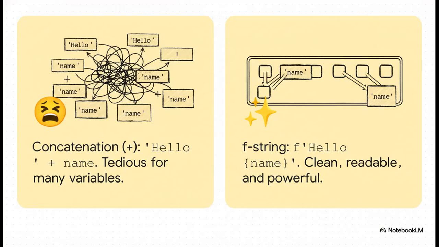This slide really shows you the evolution of building strings in Python. On the left, you've got the old way, concatenation, just sticking things together with plus signs. I mean, it works, but you can see how quickly it gets messy and hard to read. But on the right, you have the modern, and frankly, way better method, f-strings. By just putting an f at the beginning of your string, you can drop variables right inside curly braces. It's not just cleaner, it's a complete game changer for writing readable code.